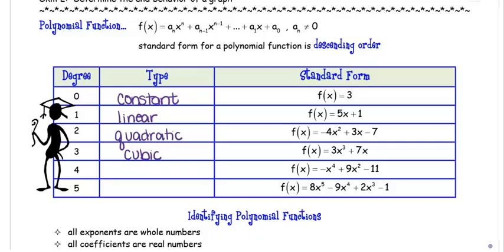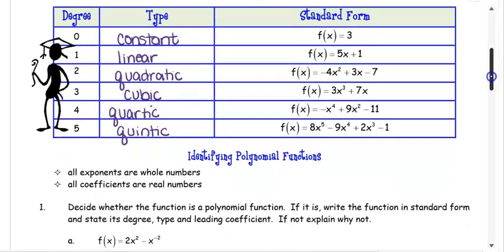Degree 4, when 4 is the biggest exponent that we see, that is going to be our quartic. And a degree of 5, when 5 is the biggest exponent that we see, that is going to be a quintic. Now, the other degrees, as we go bigger, they do have types as well. We just don't focus on those as much, though.